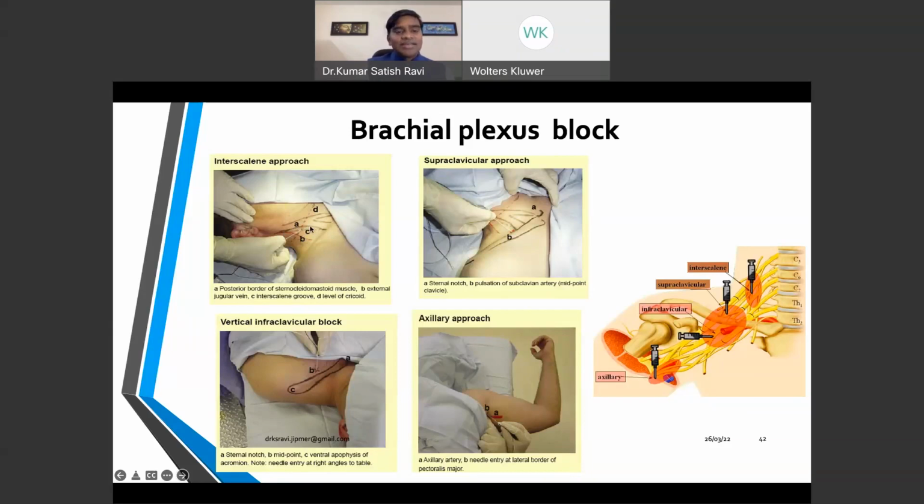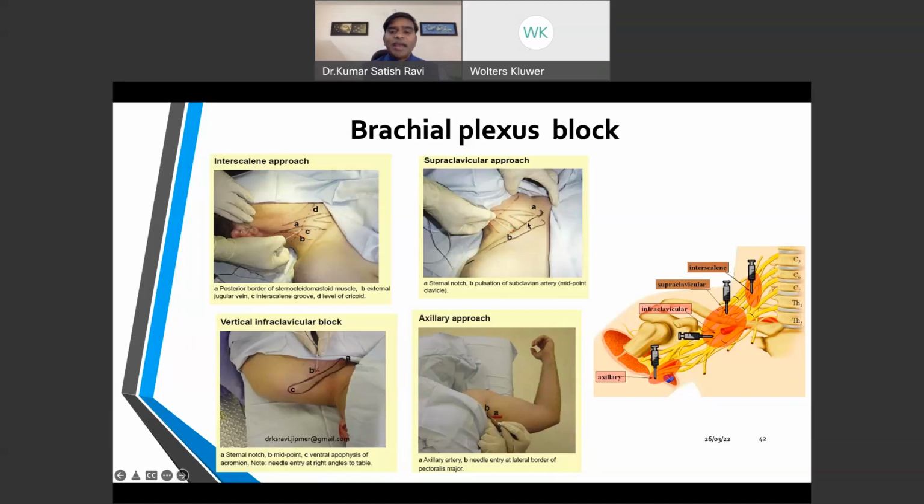And you can see over here, this is the interscalene groove. Over here, you can see this is the level of the cricoid. So over here, we give the injection, that is the interscalene approach. So when we give an injection in the interscalene groove, that is the interscalene approach. There can be a supraclavicular approach also.